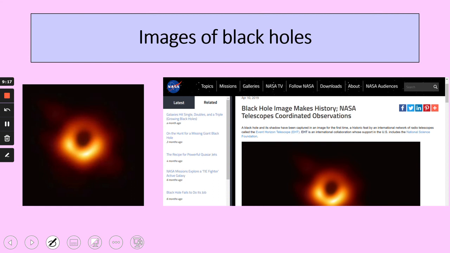So we now have images of black holes. If you remember, back in 2019, NASA made a breakthrough inside of the science of space, and they were able to use a telescope to take an image of a black hole and its shadows, which you can see here.